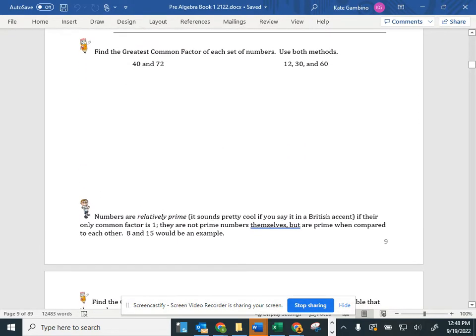Okay, find the greatest common factor of each set of numbers. Use both methods. So first I'm going to show you how to use the listing. So if I have 40 and 72, I want to list the factor buddies. What are my factor buddies for 40?